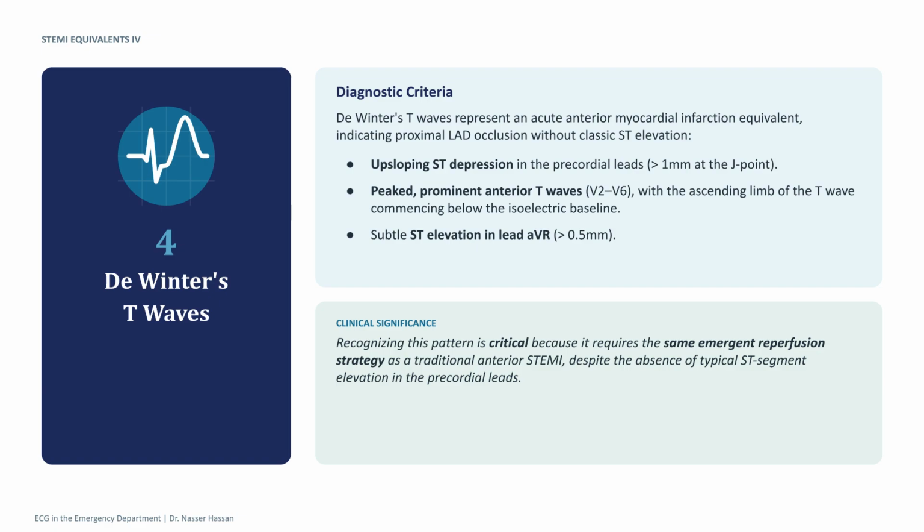De Winter's T waves are an anterior STEMI equivalent, indicating proximal LAD occlusion. Key findings include upsloping ST depression in precordial leads and prominent peaked T waves. Recognizing this pattern is critical, as it requires the same emergent reperfusion strategy as a standard anterior STEMI.